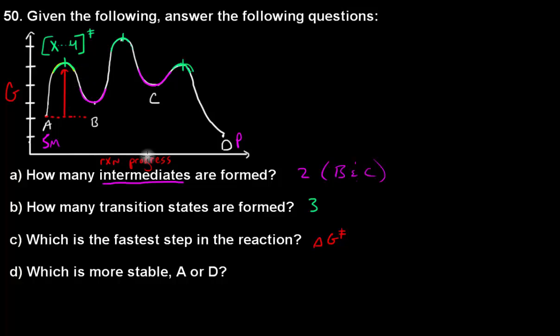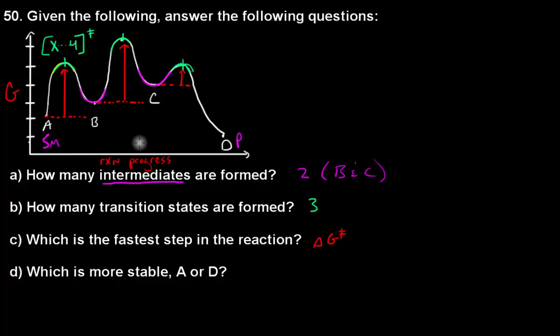Okay, and so the fastest step in the reaction is going to be the step that has the lowest delta G double dagger. So we're going to have overall 3 delta G double daggers. We're going to have that first delta G double dagger. We're going to have this delta G double dagger. And we're also going to have this delta G double dagger right here.